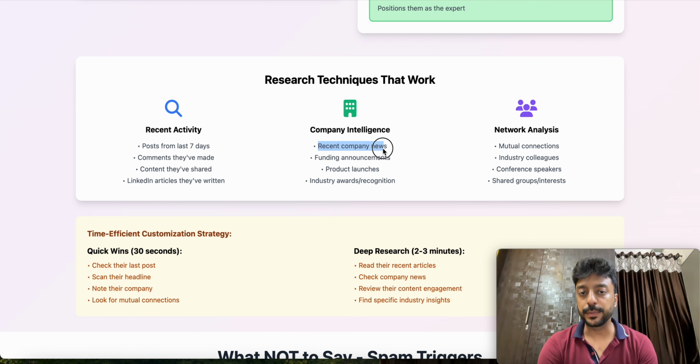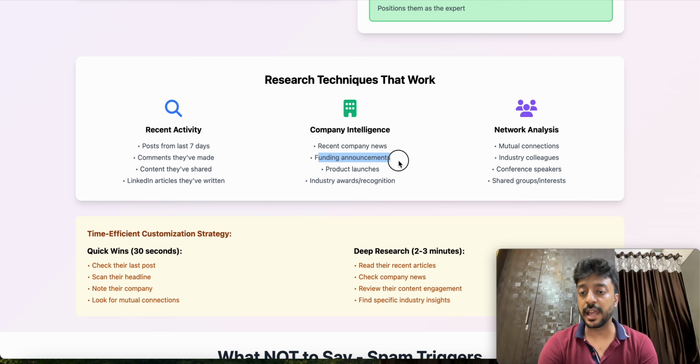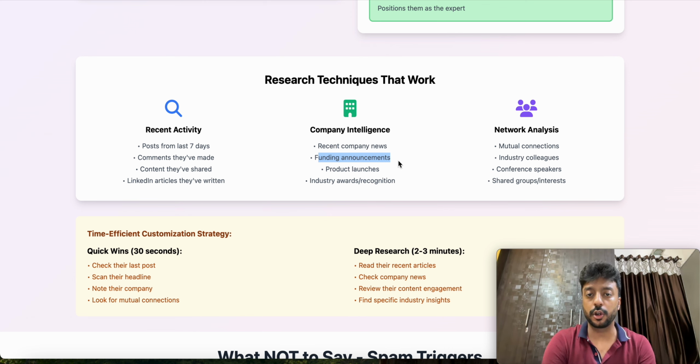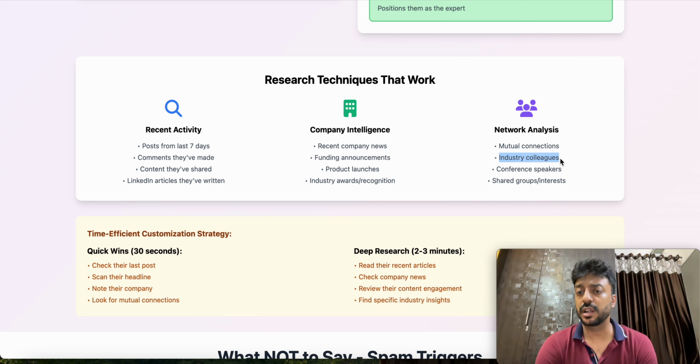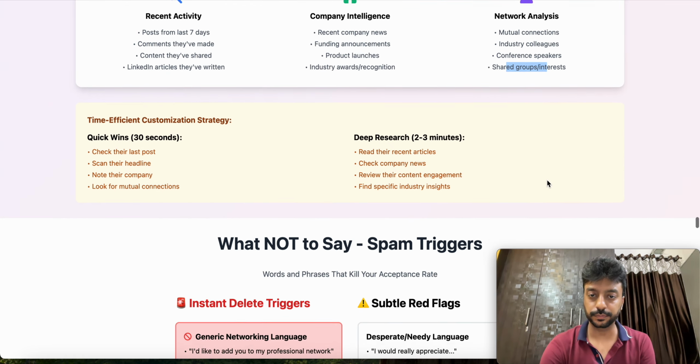Then recent company news. For example, if they are working in a company or running their own company, what is the recent achievement that they have got, whether they have been funded recently or not, what type of product they have launched very recently, what type of awards or recognition their company or that person has got. Network analysis: you can talk about the mutual connections, the industry colleagues, conference speakers, shared group interests, that yes, we are part of the same group and you are looking for such a solution, that is why I am here, right?